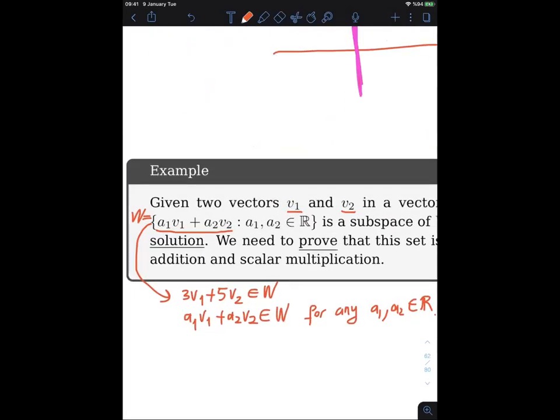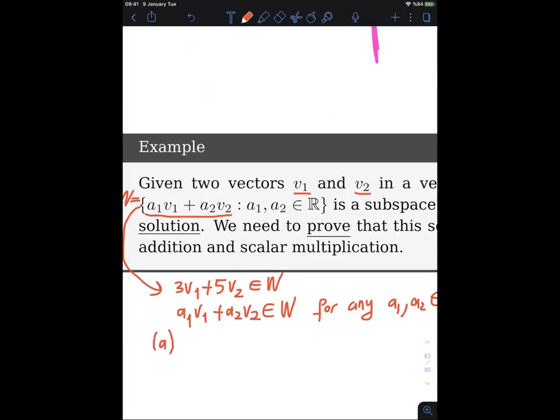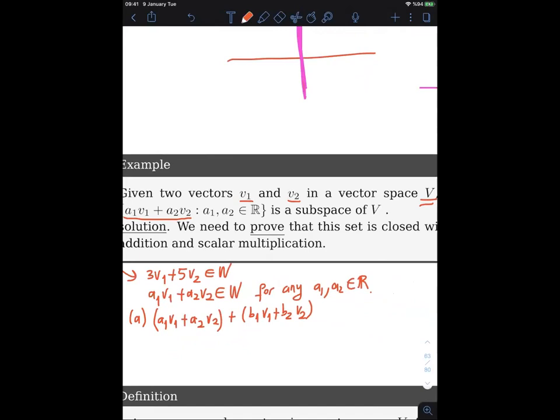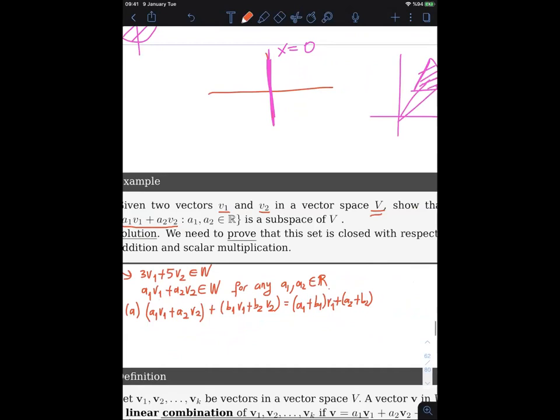Okay, we have to check two properties. Let's look at these properties. So we take two vectors in this set. So we know that the vectors in this set can be written in this form. And we add them, okay? This is the first vector. And the second vector is b1v1 plus b2v2. Here, b1, b2, and a1, a2 are numbers, okay? So if we add them, you see the result is still of the same form.